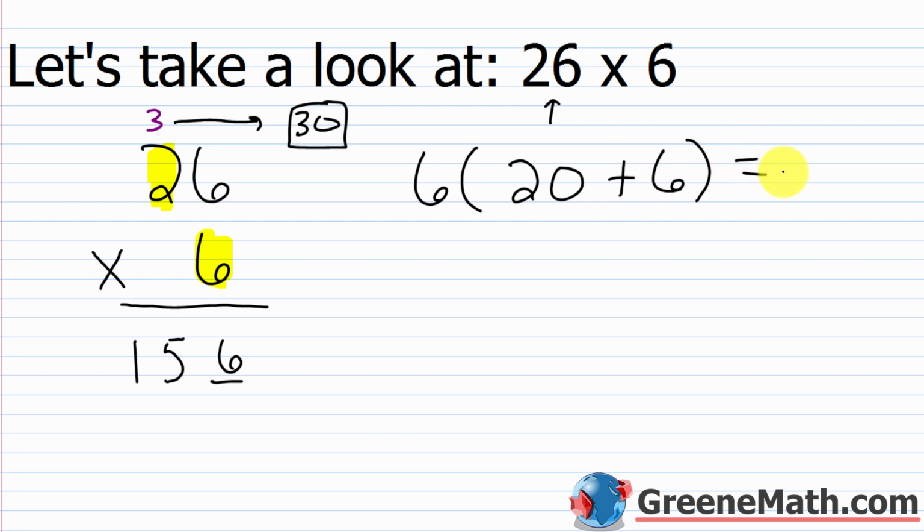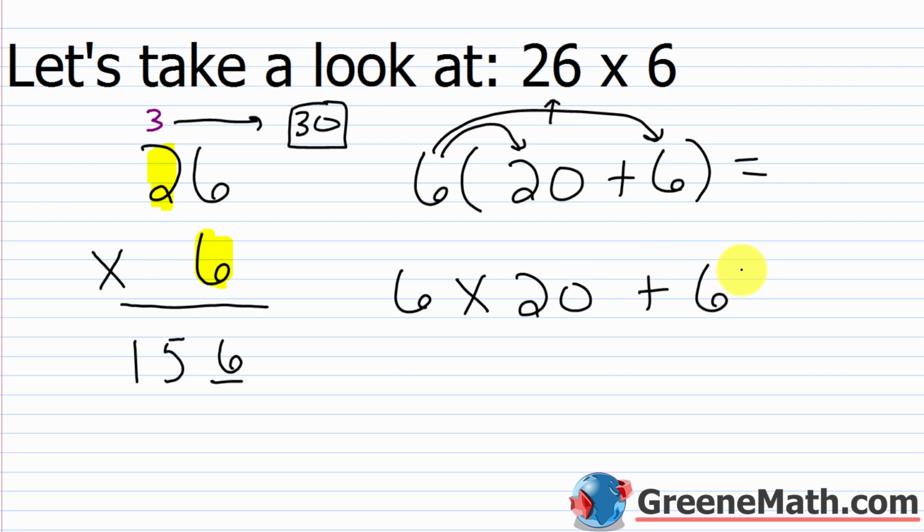So if I think about this using the distributive property, I'd have 6 times 20, plus 6 times 6. This right here is exactly what we did here. And I'm going to show you that in a second.